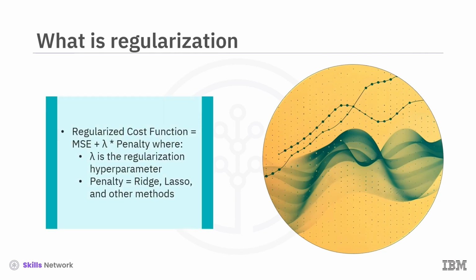With regularization, a modified cost function is used to optimize the linear regression model, which has the general form: regularized cost function equals mean squared error plus lambda times penalty term. Here, lambda is a parameter that controls the influence of the penalty term, and the penalty measures the size of the coefficients. Common regularized regression methods like ridge and lasso regularization use specific penalty terms.